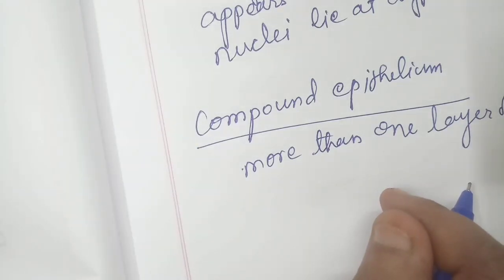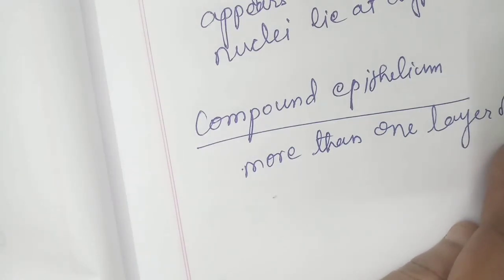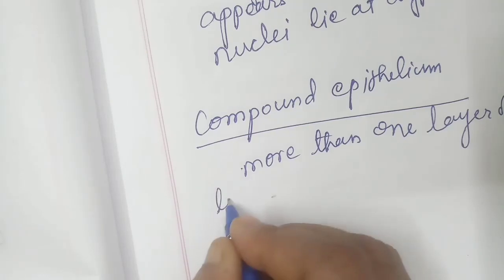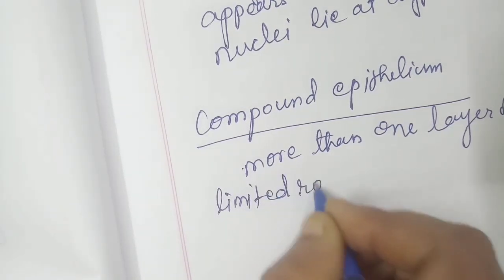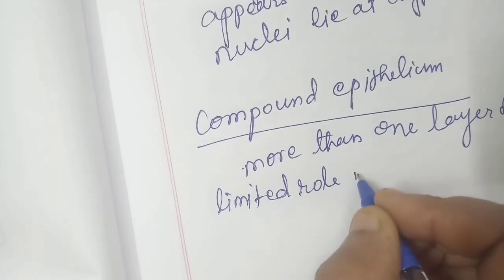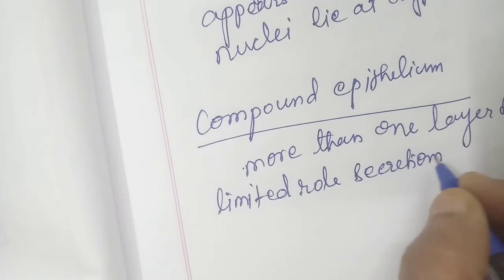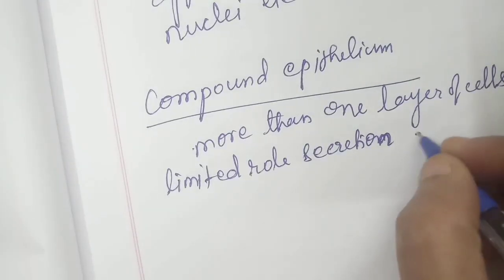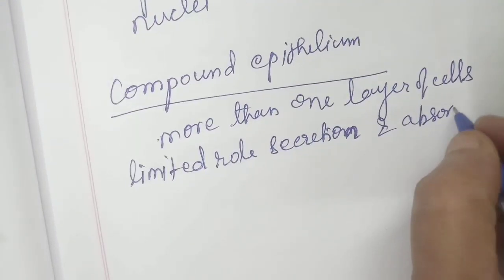This is the difference between the simple epithelium and the compound epithelium. Simple epithelium has a single layer, but here more than one layer of cells are there, performing a limited role in secretion and absorption. Secretion means it secretes something.